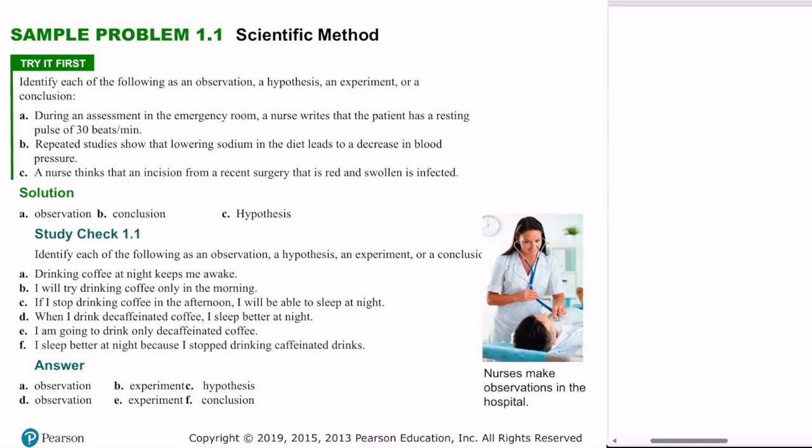During an assessment in the emergency room, a nurse writes that the patient has a resting pulse of 30 beats per minute. This is an observation. Repeated studies show that lowering sodium in the diet leads to a decrease in blood pressure. This is a conclusion. A nurse thinks that an incision from a recent surgery that is red and swollen may be infected. This is the nurse's hypothesis.